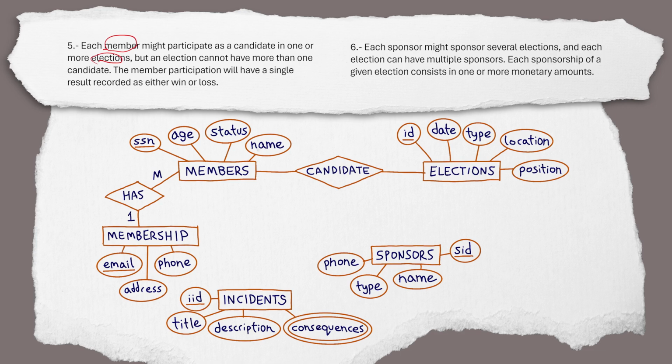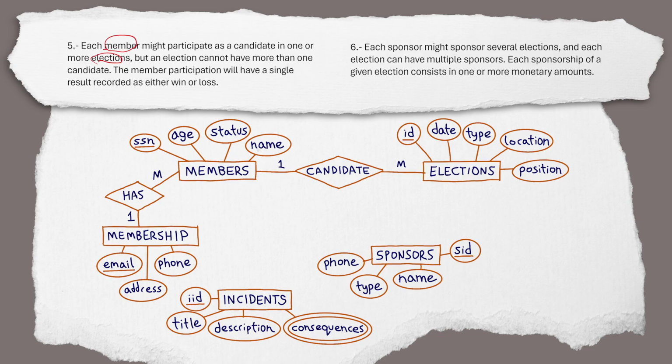Now, the relationship has to have some type of cardinality, which is either 1-to-1, 1-to-many, or many-to-many. And here it specifies that as a candidate in one or more elections. So then a member here can participate, and the M in this side will tell me can be many elections. But an election cannot have more than one candidate. Here, there is something interesting, because the next line in requirement number 5 says that the participation will have a single result, which is either winning or losing the election. Now, that's an attribute that is describing what happens with that relationship.